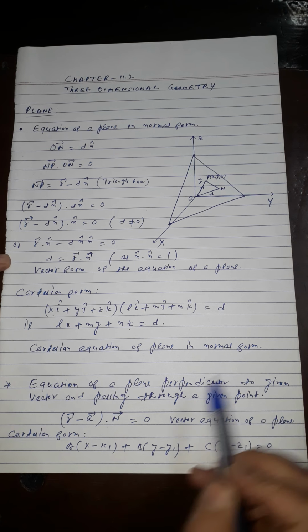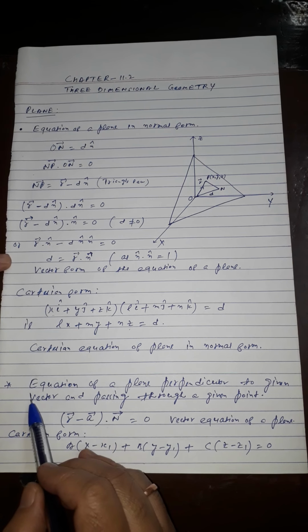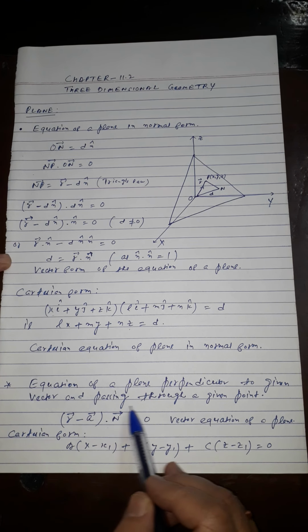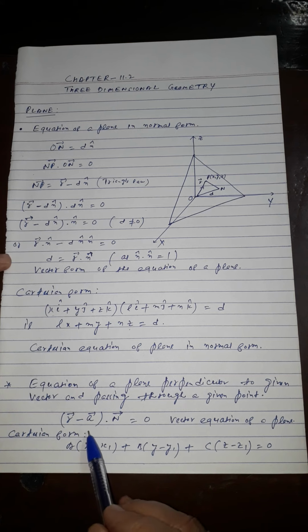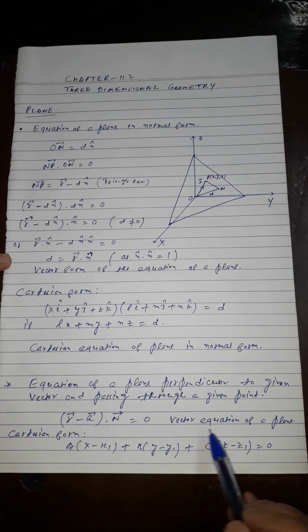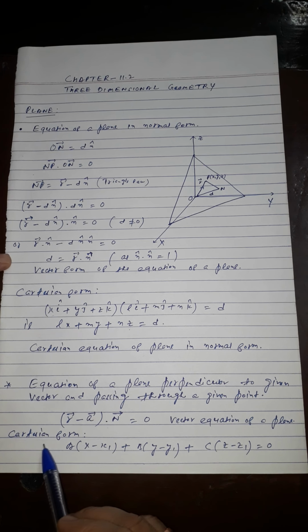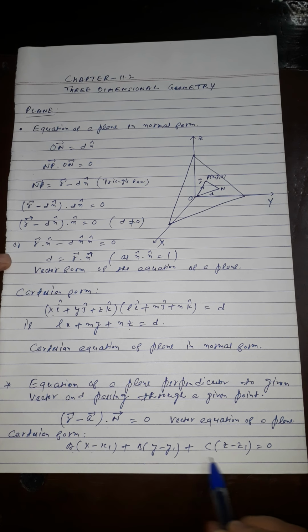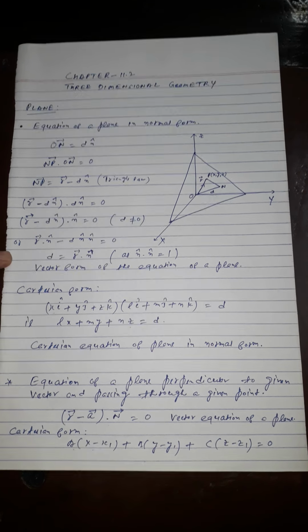Clear, students? Now after that, we are going to discuss the equation of the plane perpendicular to the given vector and passing through the given point. I am going to tell you the formula directly: r vector minus a vector dot product with the n vector is equal to 0. This is the vector equation of the plane, and its Cartesian form is a into x minus x1 plus b into y minus y1 plus c into z minus z1, that is equal to 0.